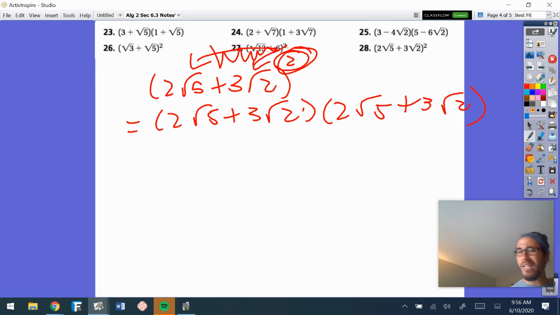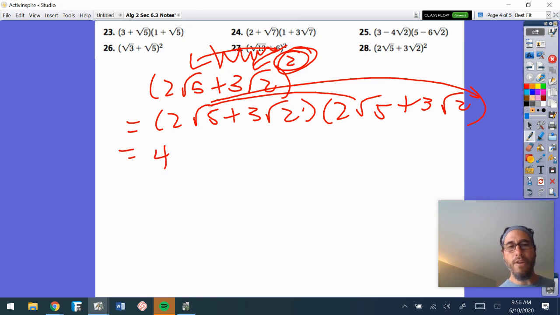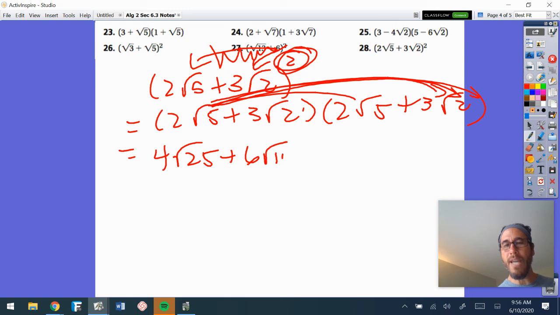And then we just play sharing. We distribute this. Share that with both of those. That would give me 4. Square root of 5 times square root of 5 is square root of 25. And then I share that to that guy. 2 times 3 is 6. Square root of 5 times square root of 2. I can do that because it's multiplication, remember?